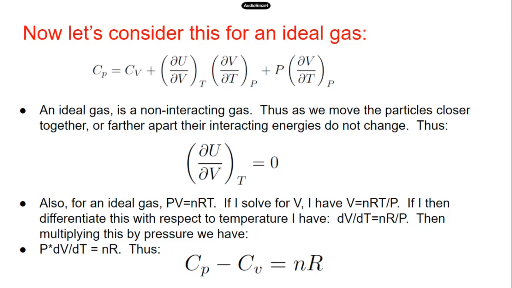But I said for an ideal gas. So here's our ideal gas law, PV equals nRT. So we can divide by P and solve for V. Then if we take this and differentiate with respect to temperature, well, the T just goes away. So we have dV/dT is nR over P. Okay, so this expression here is just nR over P, but P and P cancel out. So we have Cp minus Cv is just nR. So this is your ideal Cp minus Cv equation you're familiar with for an ideal gas. Okay, we'll use this in a little bit.